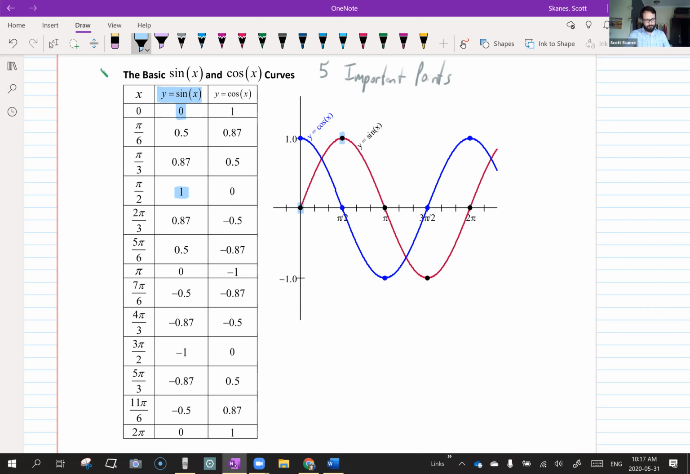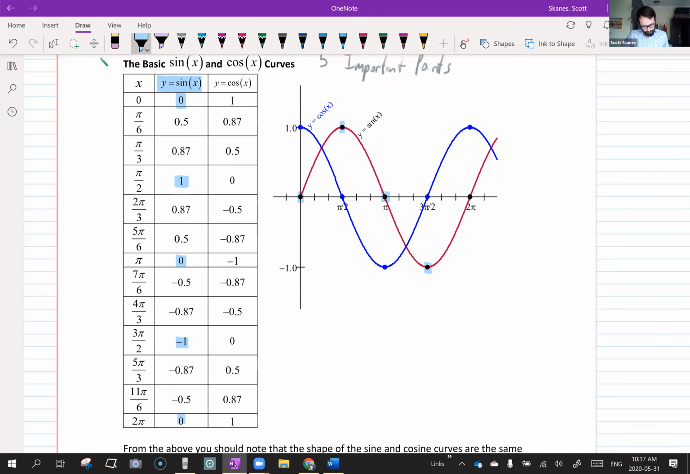Put in pi. If you were to put sine of pi on your calculator, it would give a y value of 0. If you put sine of 3 pi over 2, you get negative 1. And if you had sine of 2 pi, you would get 0 again. You'll get used to these numbers over time. It's basically just versions of pi and half of pi.